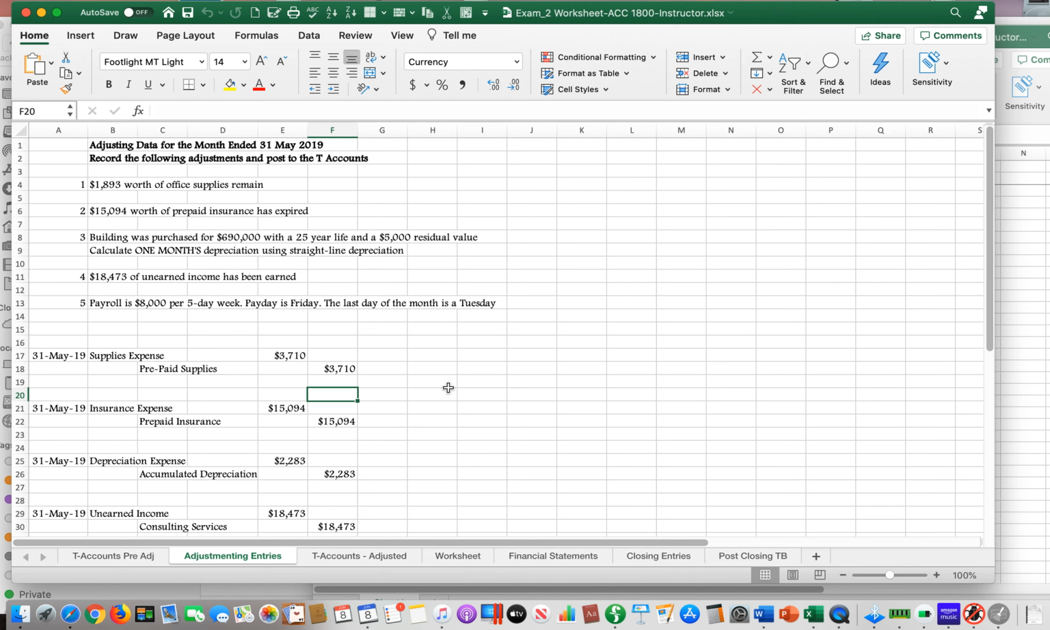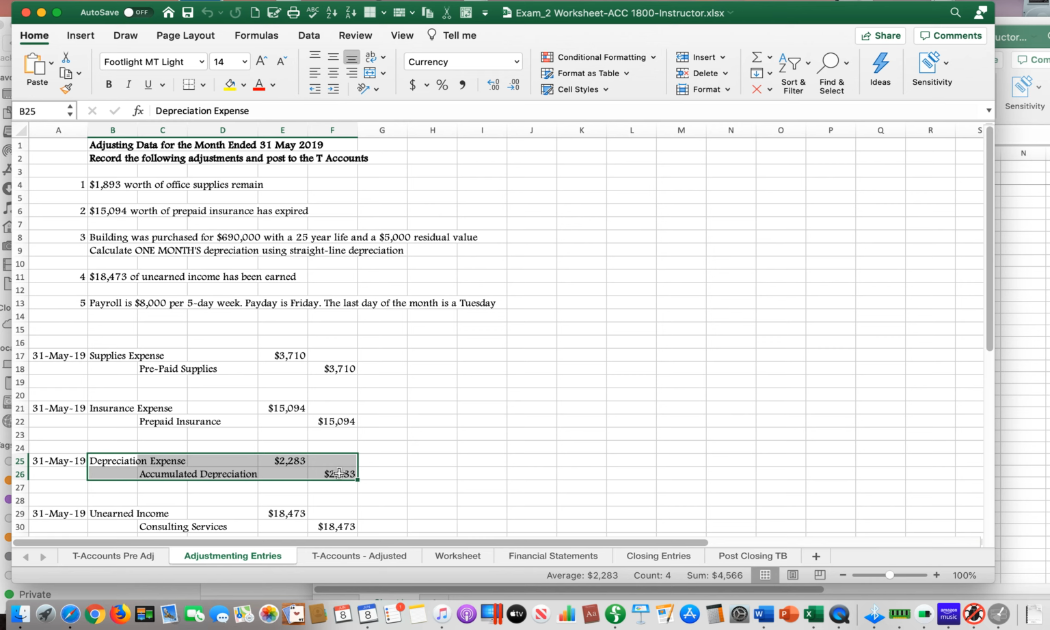And we get $2,283.33. You can forget about the cents, okay? So that's the depreciation for 1 month. And since you've only been taught straight line depreciation, this journal entry here, debit depreciation expense for $2,283 and credit accumulated depreciation by $2,283, you make that entry every month for 300 months.